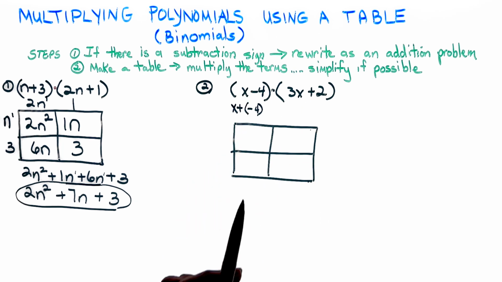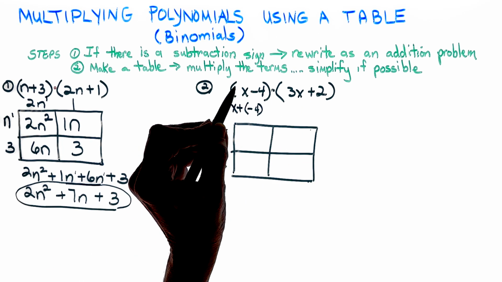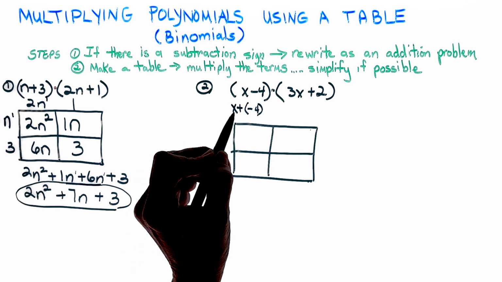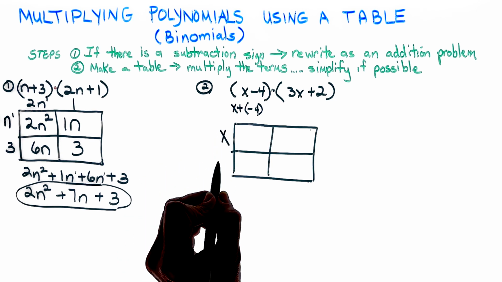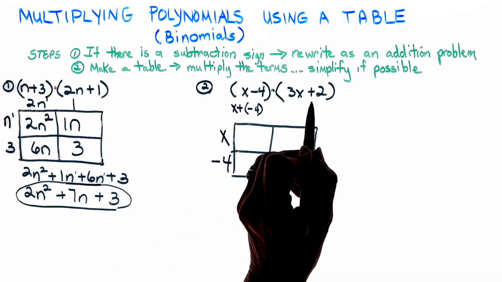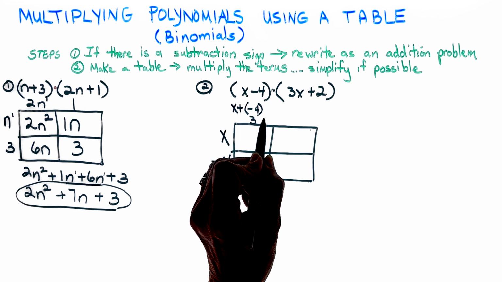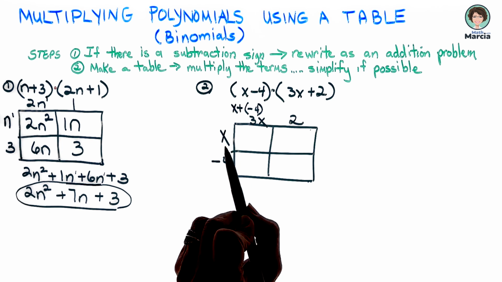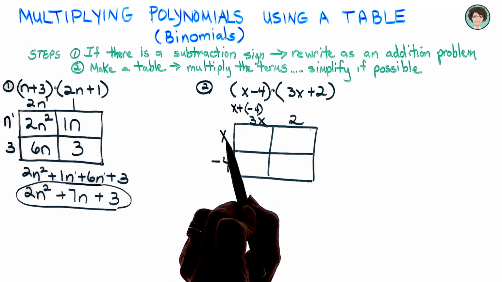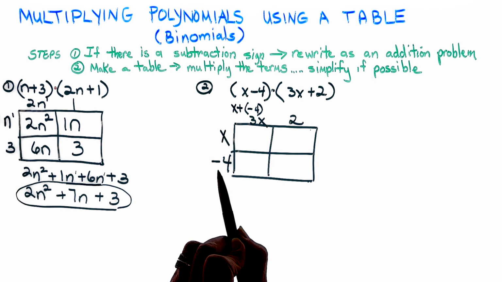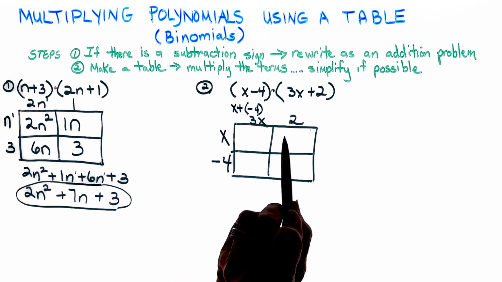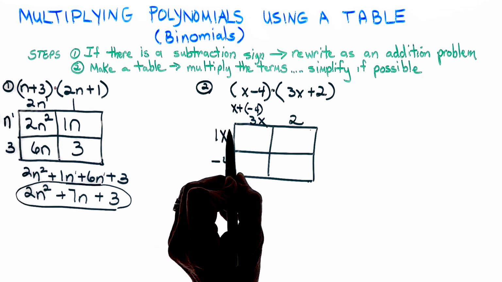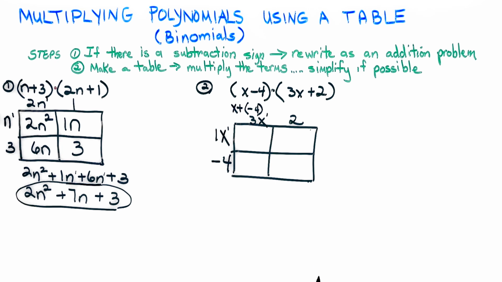I can go ahead and write the parts of my binomials beside my table. So for the first one, here's my x, and here's my negative 4. For the second part, this is my 3x, and here is my 2. Again, we are going to multiply x times 3x and x times 2. Then we'll multiply negative 4 times 3x and negative 4 times 2. So that has an understood 1. And remember, these are like having 1 as an exponent.